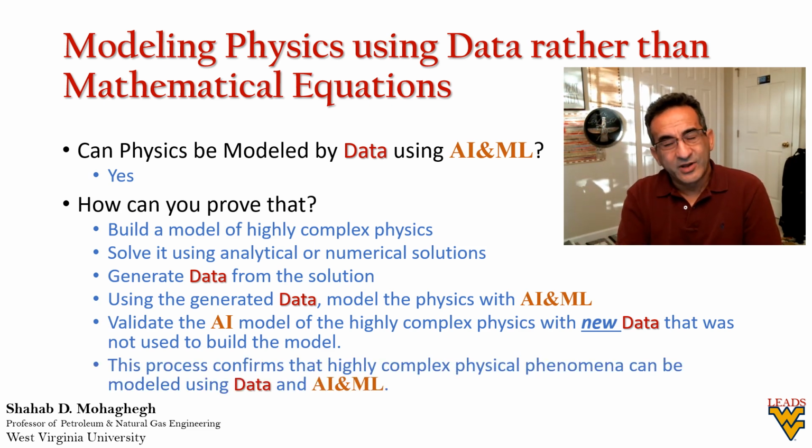When you do that, and you can predict that very well, the results of that model using your AI-based model, then this process confirms that highly complex physical phenomena can be modeled using data and AI and machine learning.